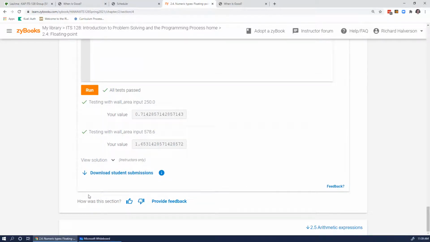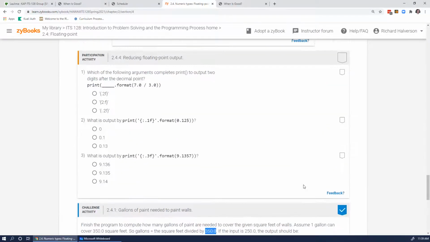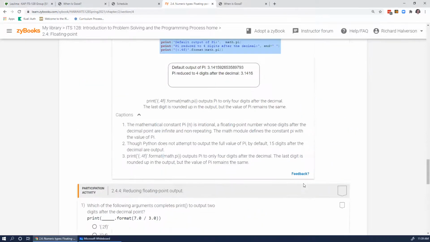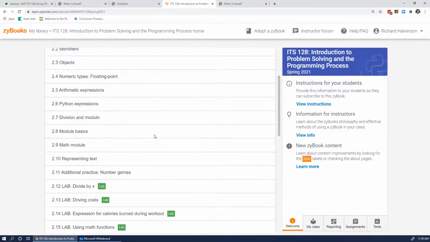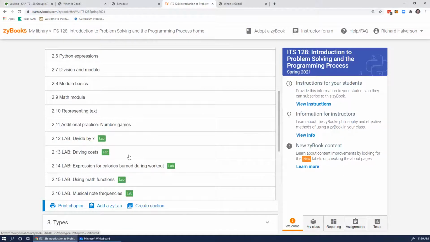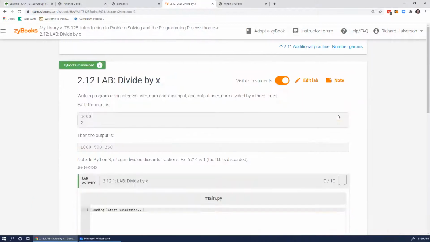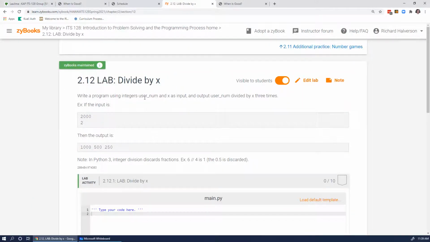So it's 11:39. I've gone through section 2.4. I'm gonna jump down to a lab. Okay, these are a little bit more difficult. All right, so lab. This is divide by X. Write a program using user num integers.